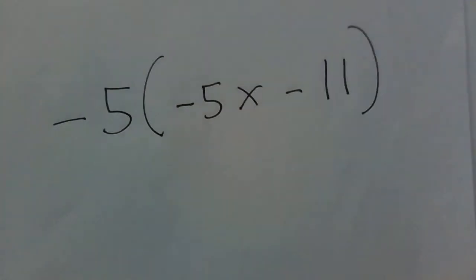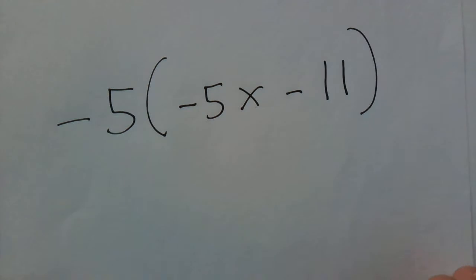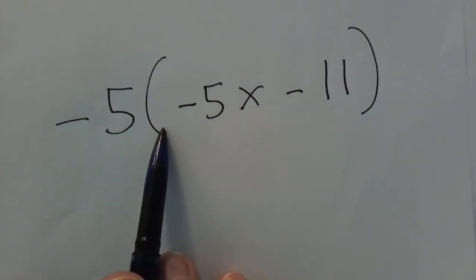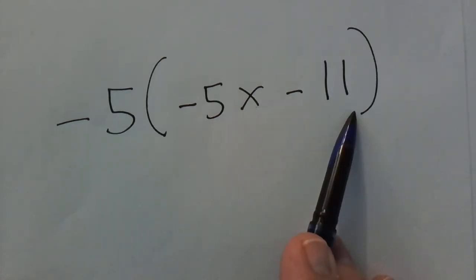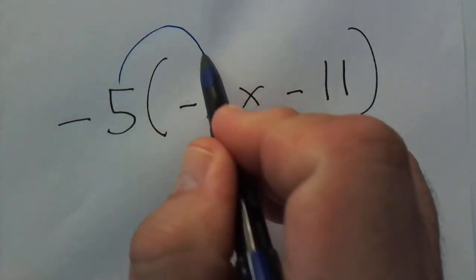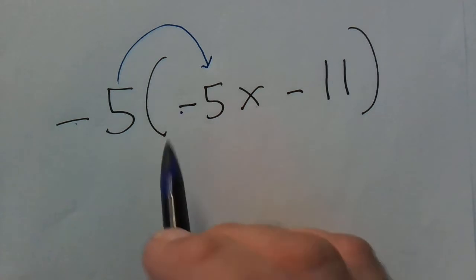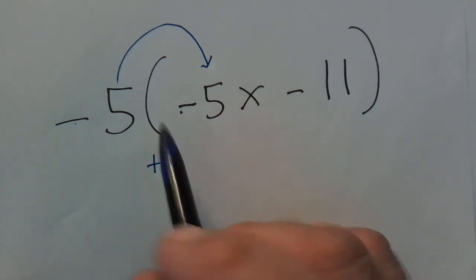Let's kick it up another notch, and let's look at if our term in front is negative. So now we're dealing with multiple negatives here. So we've got negative 5 times parentheses negative 5x minus 11, close parentheses. In this case, we're going to toss it over the wall. And I've got a negative times a negative. A negative times a negative is a positive. So I deal with that up front. I know I'm going to wind up with a positive.